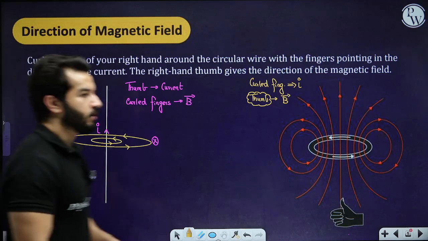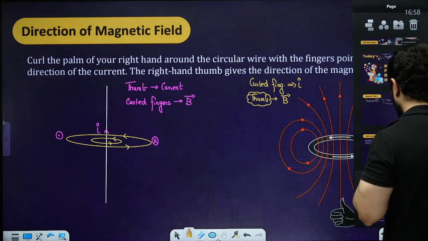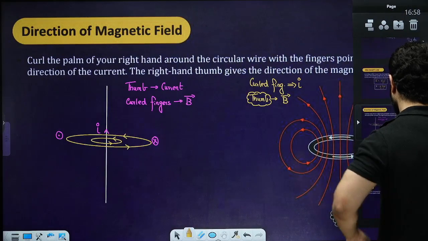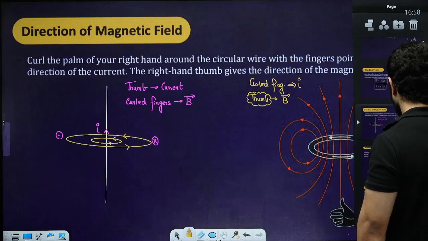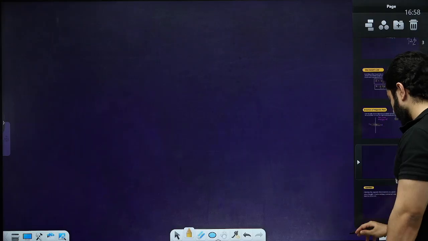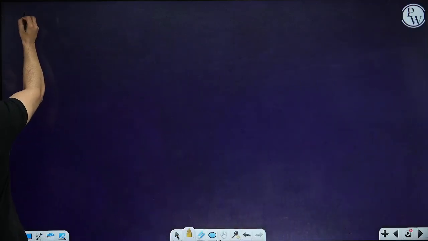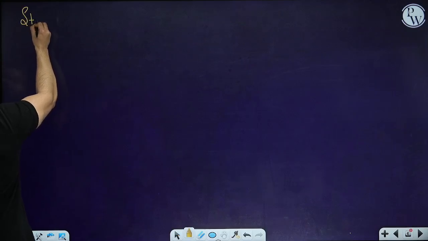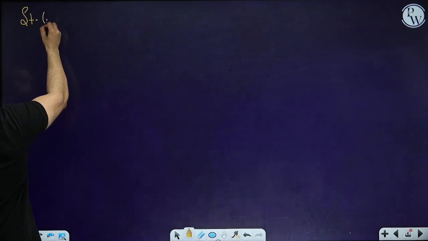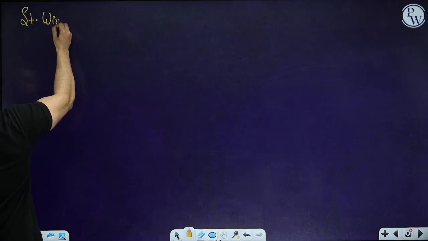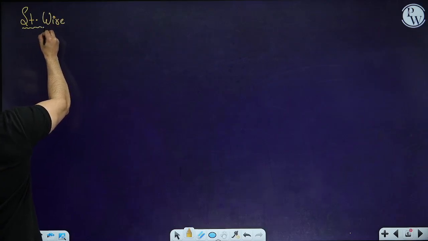Now let's move on. We are going to discuss the magnetic field due to a straight current carrying conductor. We have got a straight wire. I'll just write it in short. We have got just a straight wire.